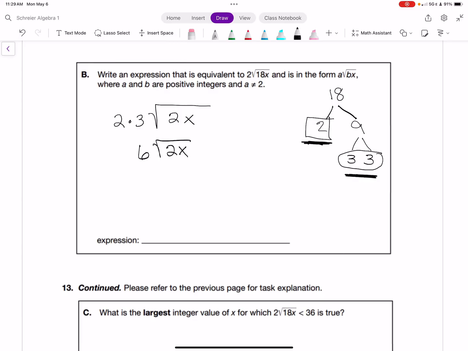So it's in this form where a is 6, b is 2, and there's x. So this is one way. There might be other ways to do it, but this is an answer, and that's probably the answer most people are going to get.